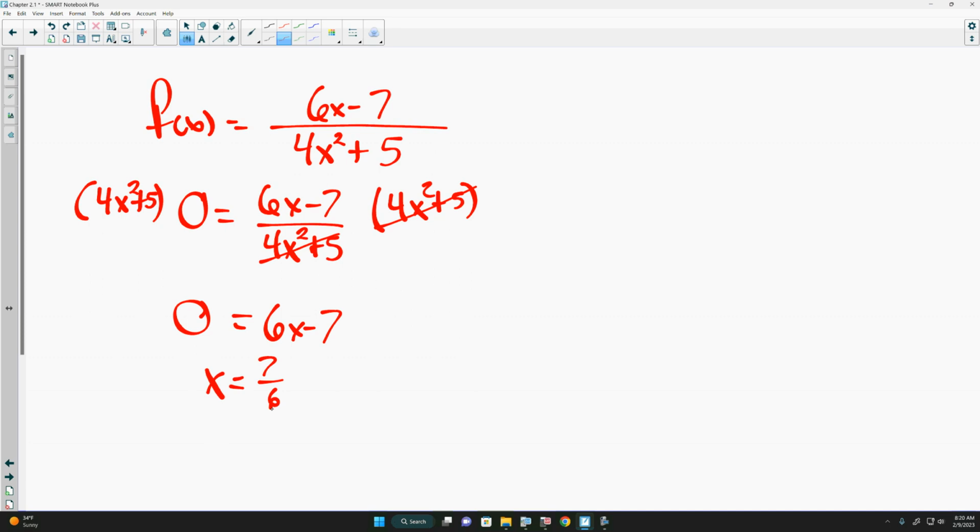And going the other way, finding the y-intercepts, well, that's just plugging in 0 for x. 6 times 0 minus 7 over 4 times 0 squared plus 5. Well, that's 0, that's 0. We get negative 7/5. Questions on this here? Question on any of this so far?